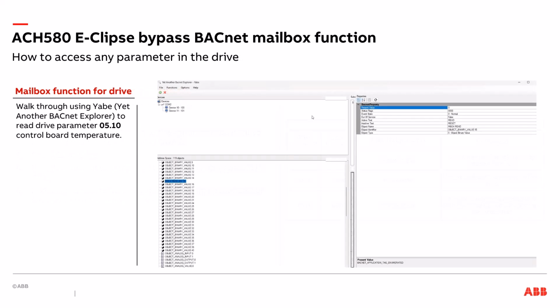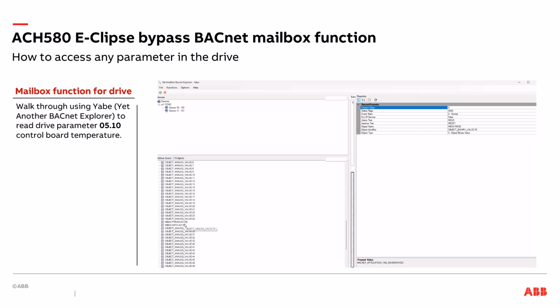Let me now demonstrate how to read a drive parameter using the software tool YABE. Now, as I mentioned earlier, when you work with an ACH580 E-Clipse bypass, you're going to have two separate nodes on the network for the one physical drive bypass package. So device instance object 10 here is my drive. I want to make sure I've selected that object when I want to read a drive parameter. So the first step is to verify BV15 is set to inactive, in this case 0.